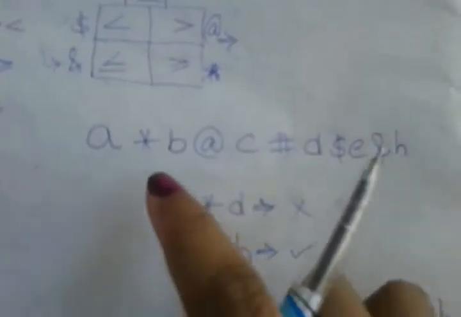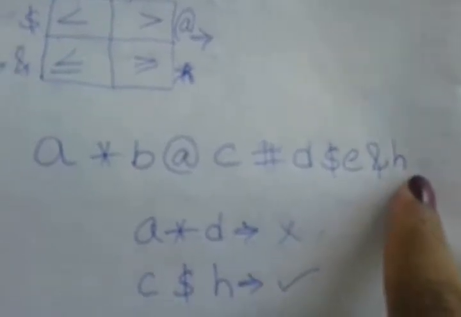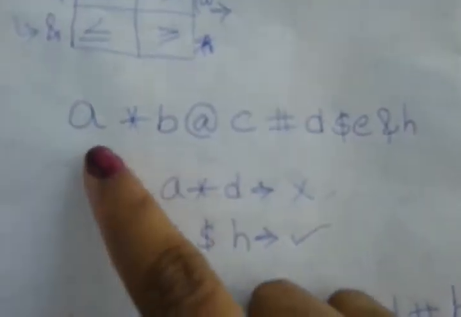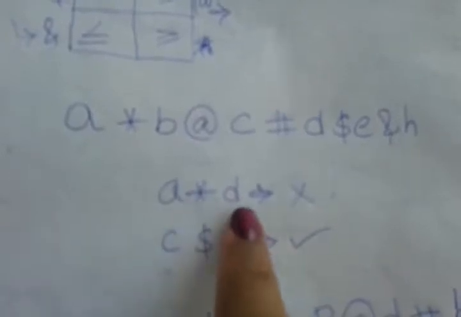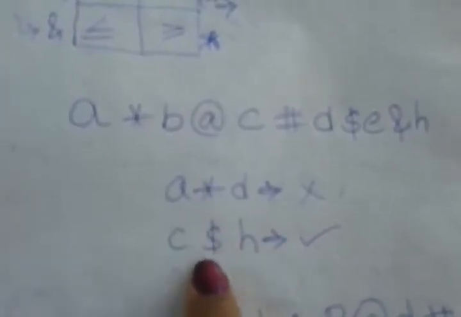See the problem and solution now. A * B @ C # D $ E & H. Okay, fine. And they are asking the relation between A and D, which is A * D, and C and H, which is C $ H.